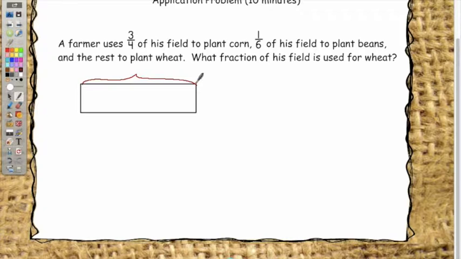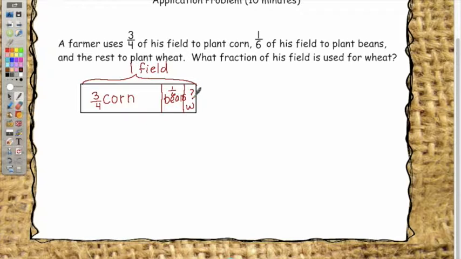So my unit is one field. That's my one whole. And you're going to have to focus. So it says, and I'm just going to eyeball this, about 3/4. So this is corn. And this is beans. And wheat is that little bit left over. Okay? And so corn is 3/4, beans is 1/6, and wheat is a question mark, isn't it?